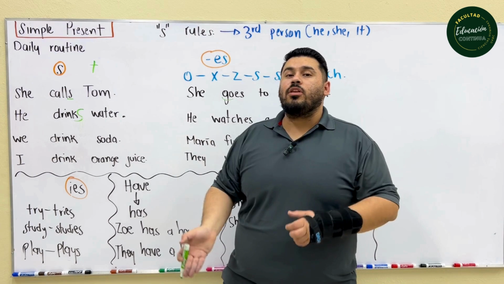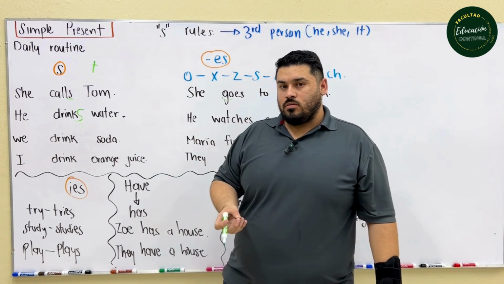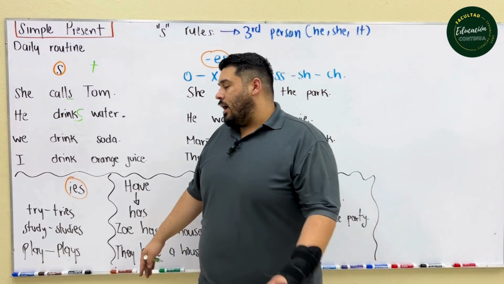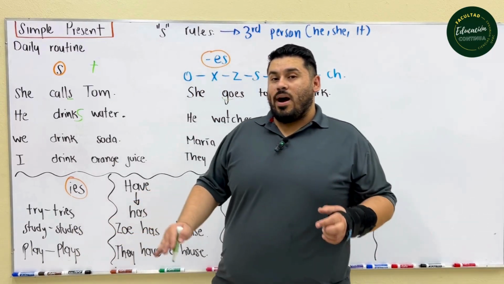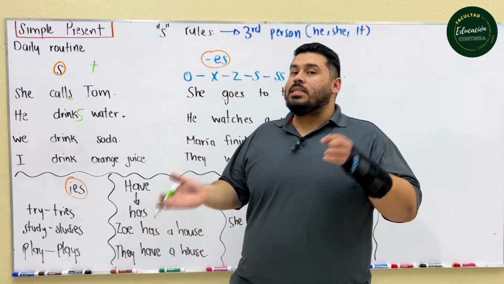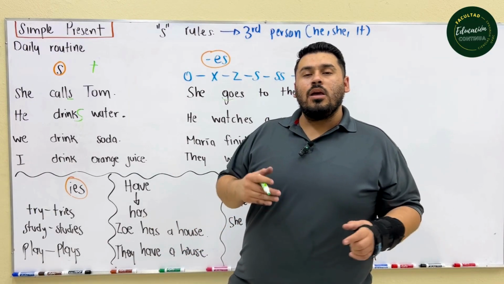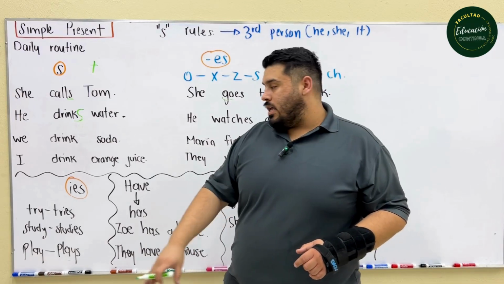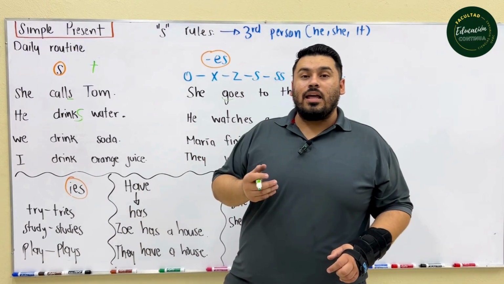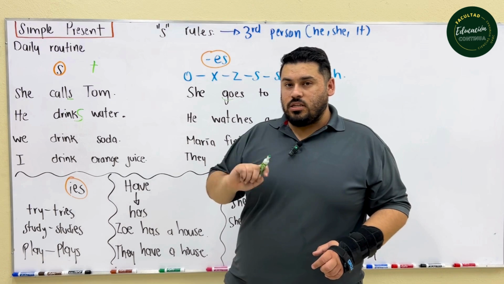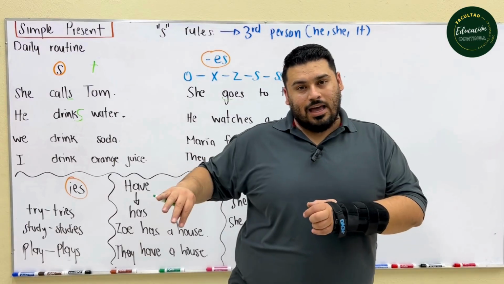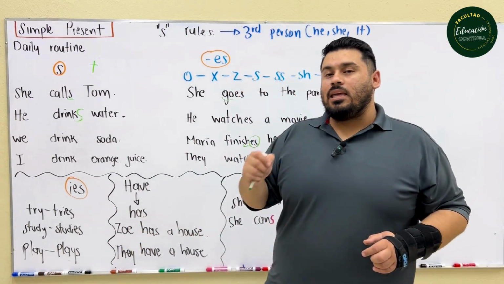Before the Y, we have a vowel. With a vowel, we don't need to change the letter Y. In the word try, before Y we have the letter R, a consonant. In the word study, before the Y we have the letter D, a consonant. But in the word play, before Y we have the letter A, which is a vowel. That's why we don't need to change it. So just with those kinds of words, you take away the Y and add IES.